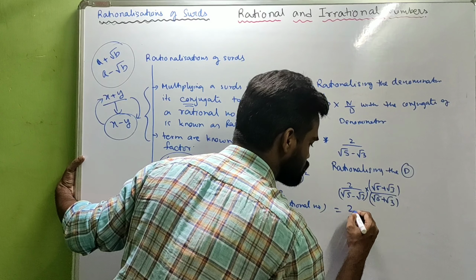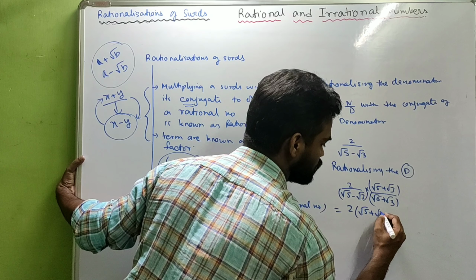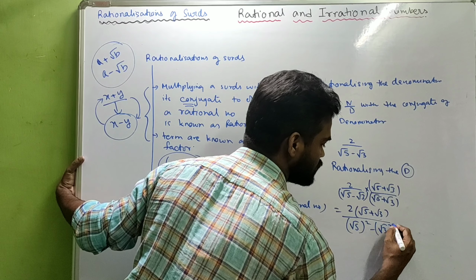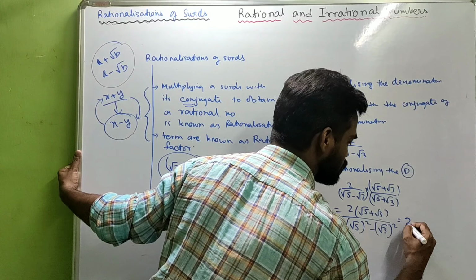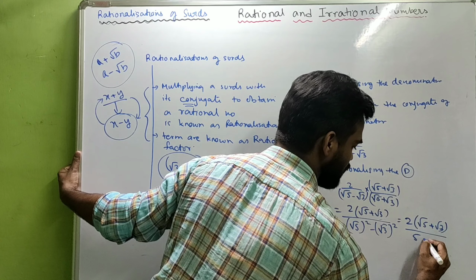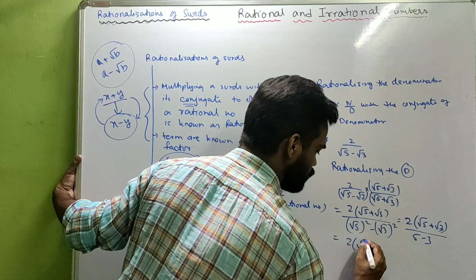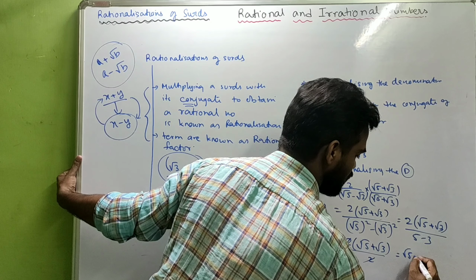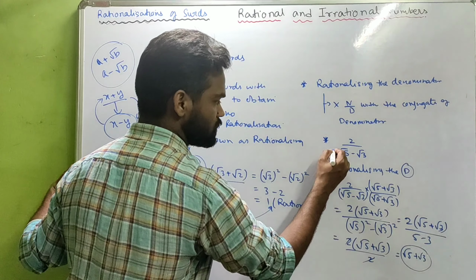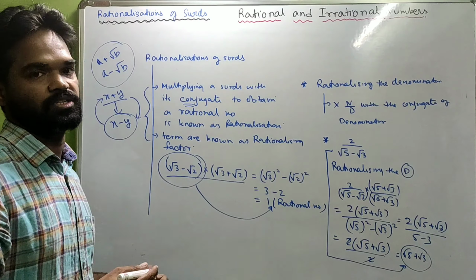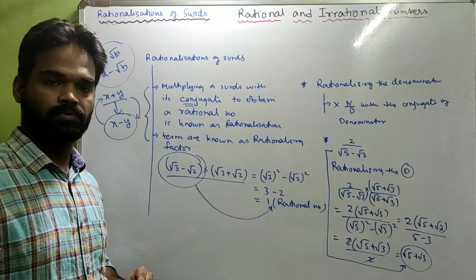So what does it become? Twice root 5 plus root 3, and the denominator will be root 5 square minus root 3 square, a square minus b square, which is equal to twice root 5 plus root 3 over 5 minus 3, which is twice root 5 plus root 3 by 2. So this is root 5 plus root 3. So this can be written as this also after rationalizing. Okay. The main motive is to remove the surd from the denominator.